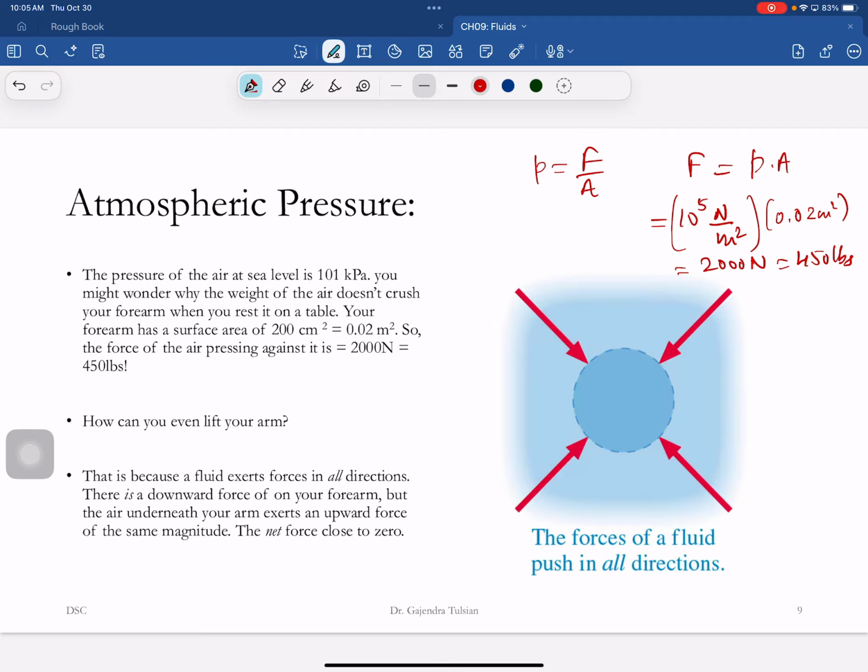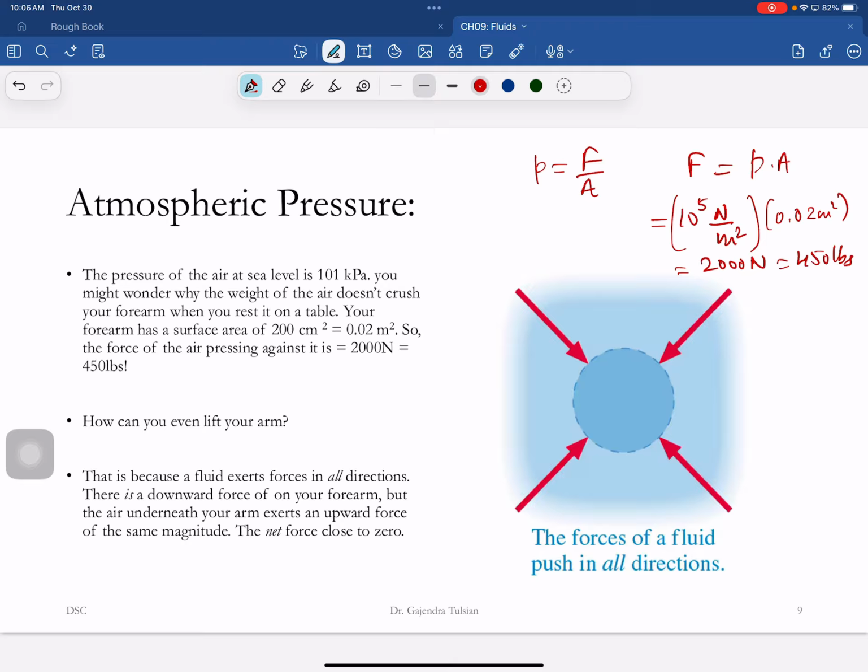So when you hold out your forearm, the force that the air is exerting on your forearm is 450 pounds. That's 3 people sitting on your forearm. And the reason you're able to lift it up is because there's equal force there. But if I rest it now, there doesn't seem to be any air underneath my forearm. There is. If there wasn't, your forearm would get crushed. Whatever little air there is, that's pushing it up. And we'll illustrate that.